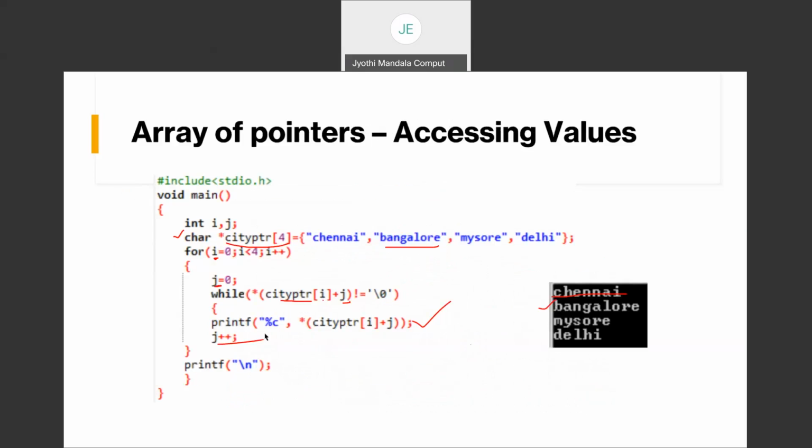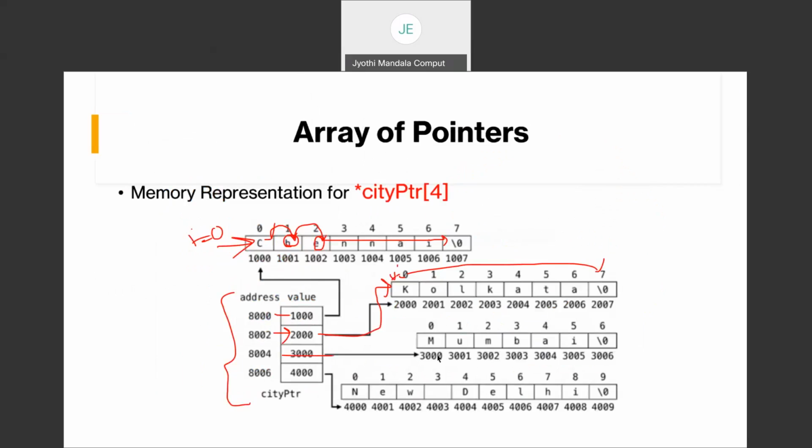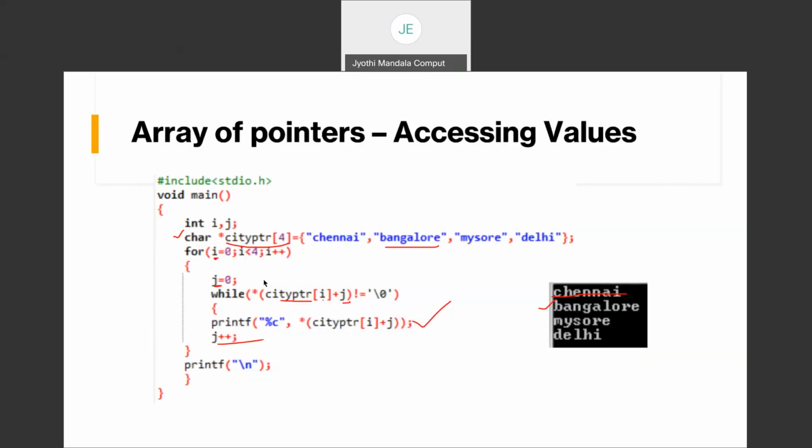Okay, coming to the next iteration, I equal to 1. Sorry, not I equal to 1, I equal to 2. What happens? This one is pointing to this value, and for j equal to 0 up to that one, the values will be printed. So this is how an array of pointers can be used for accessing the values.